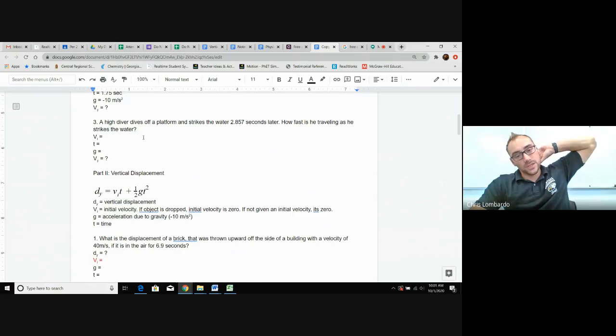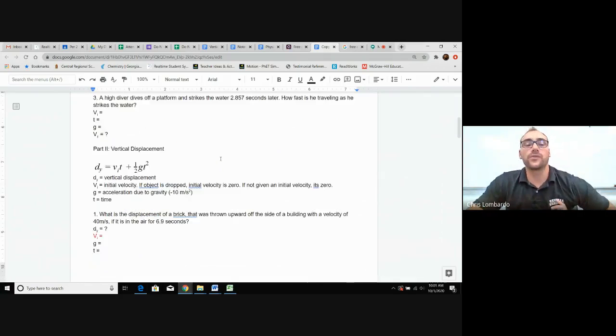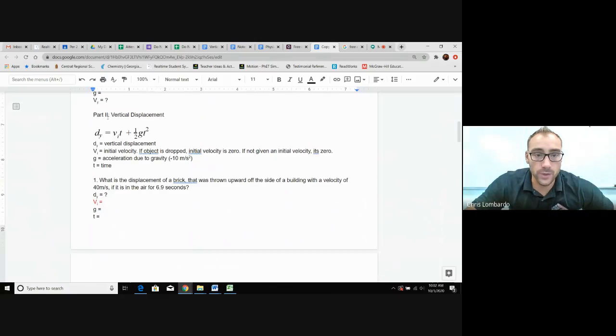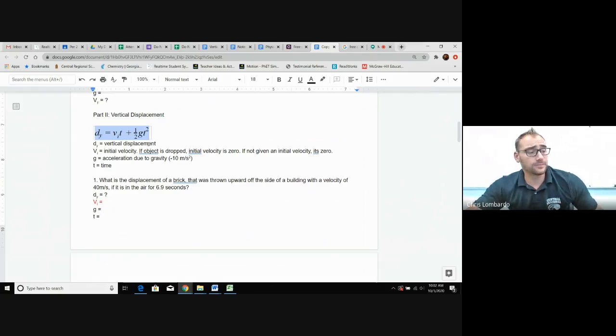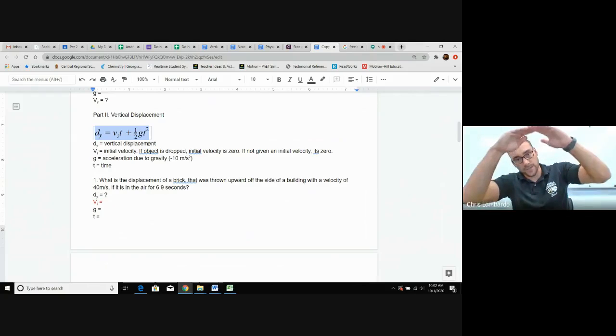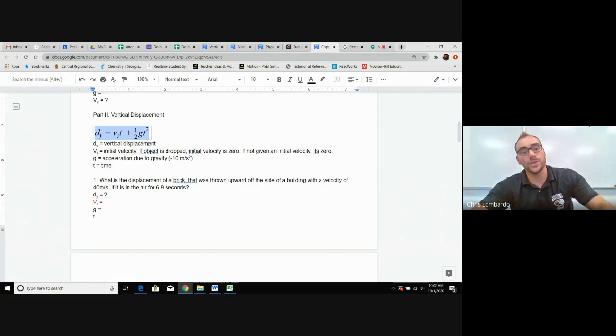Then you guys will be able to do this third one on your own. So we get to the next portion, vertical displacement. So dy is equal to VI times t plus 1/2 GT squared, where d sub y is your vertical displacement. Remember, displacement is essentially distance with the direction. So if you can have a negative displacement, that's just going to tell you that the object is below, all right, where it was originally.